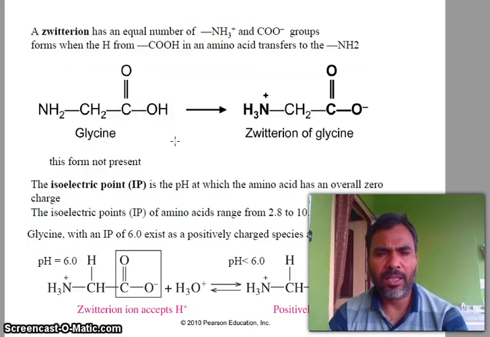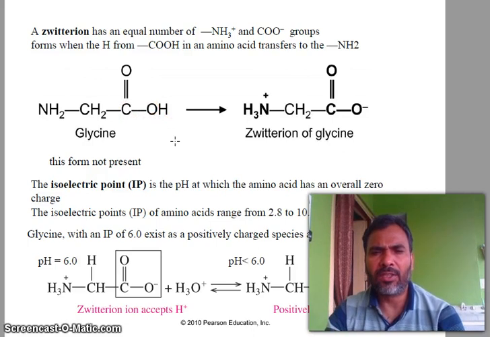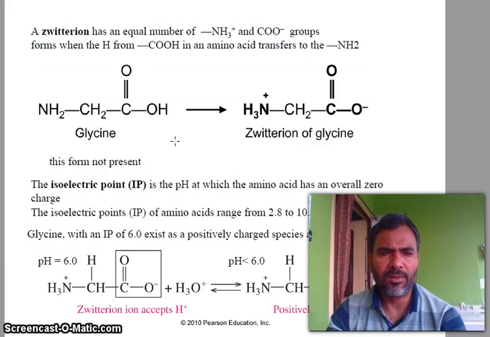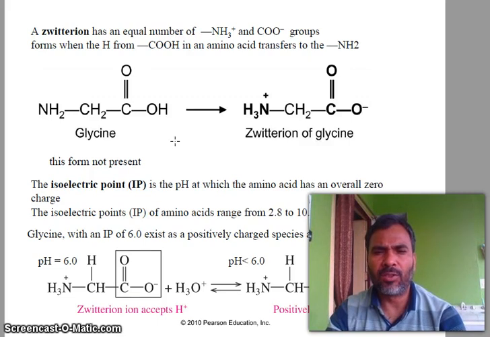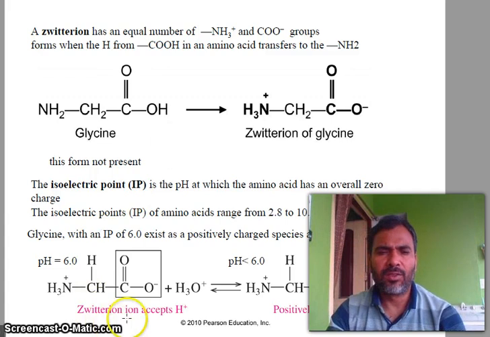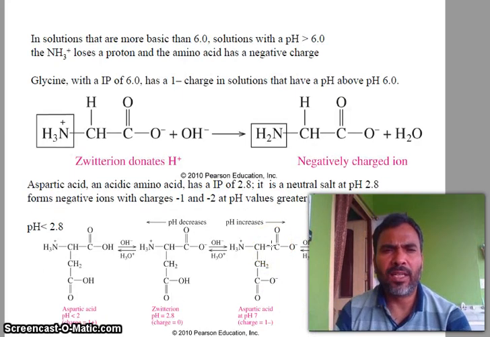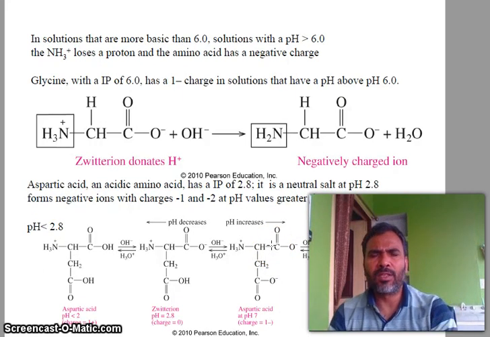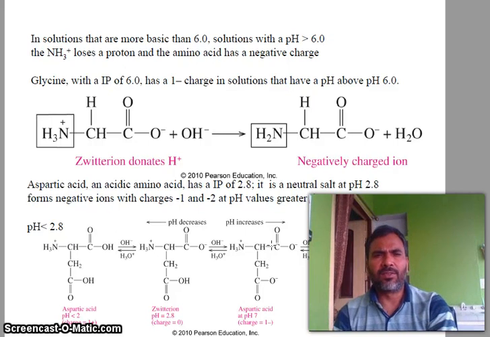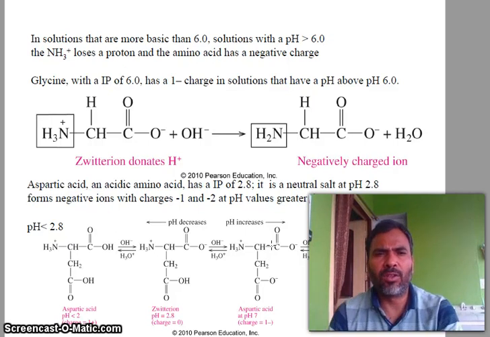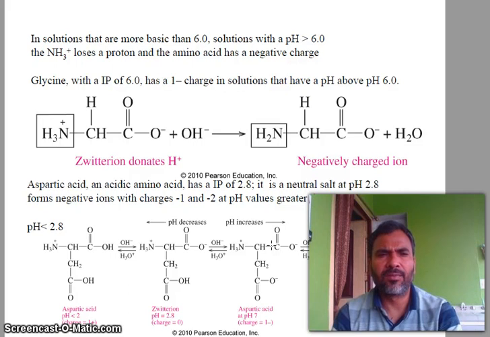The isoelectric point, pI, is the pH at which the amino acid has overall zero charge. The isoelectric points of amino acids range from 2.8 to 10.8. Glycine, with a pI of 6, exists as a positively charged species at pH below 6. So this is the zwitterion accepting H plus, giving a positively charged ion. In solutions that are more basic than 6, with pH greater than 6, the NH3 plus loses a proton and the amino acid has a negative charge.